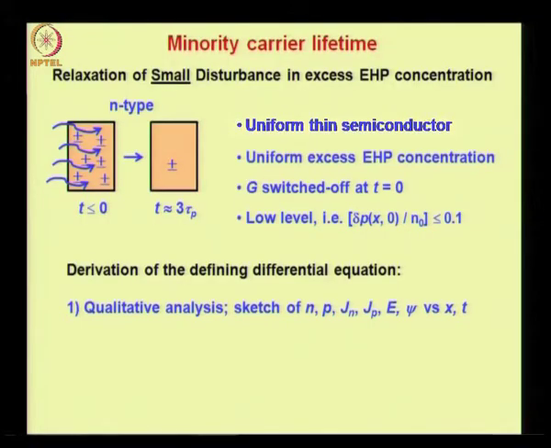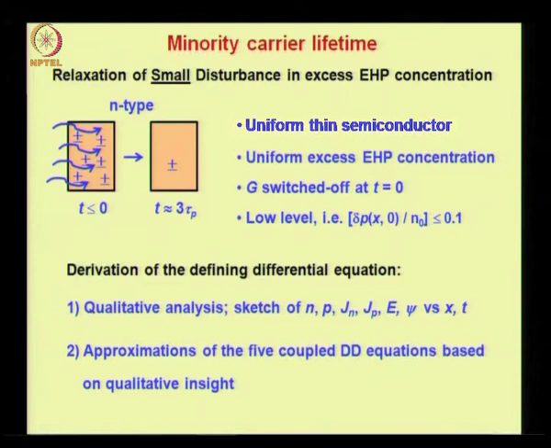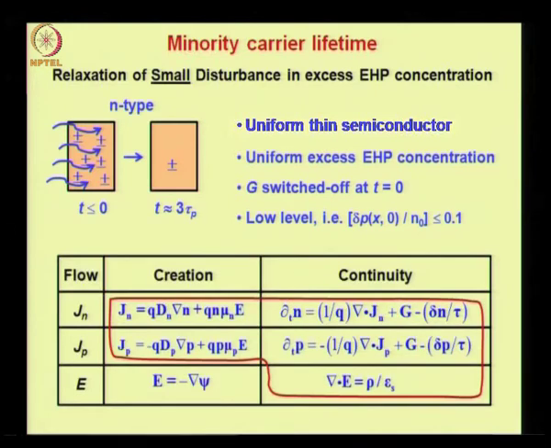So our next step would be approximations of the 5 coupled drift diffusion equations based on qualitative insight. Now these are the 5 equations which are circled here within this red curve. So we bother about the approximations for these because these are coupled. We really have to decouple them or simplify them or eliminate some of them.